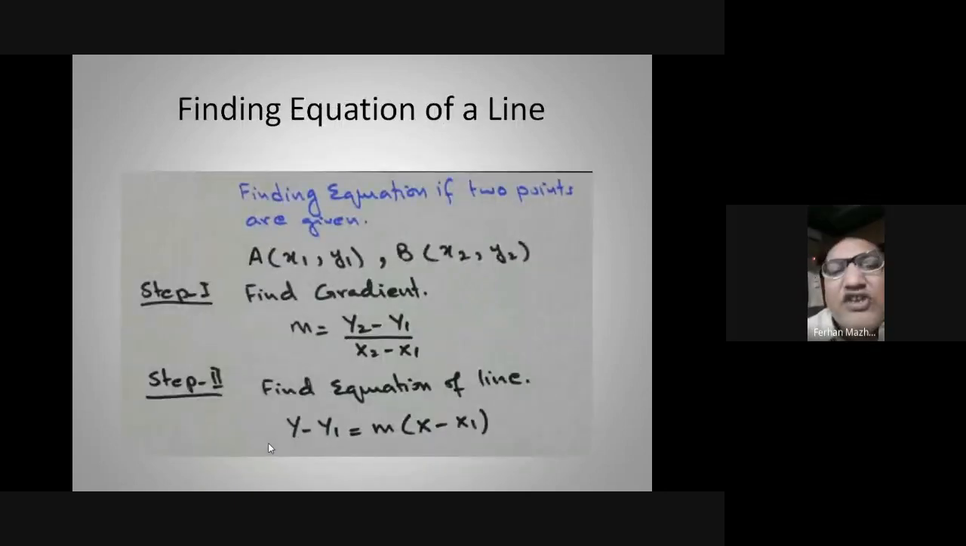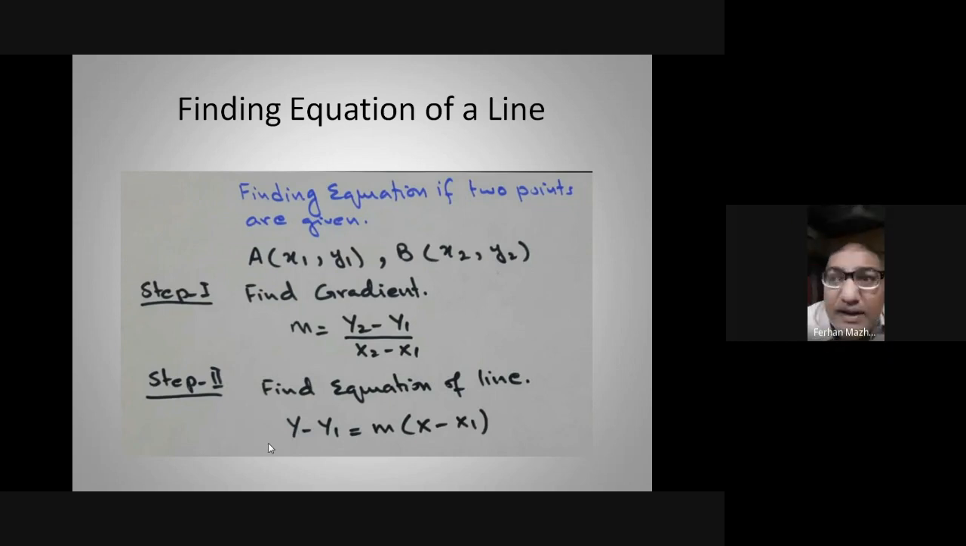Okay, so this is another new thing. If you want to find the equation of a line and 2 points are given on that line, if you are given 2 points, A and B, their coordinates are given, and they ask you to find the equation of the line joining A and B.